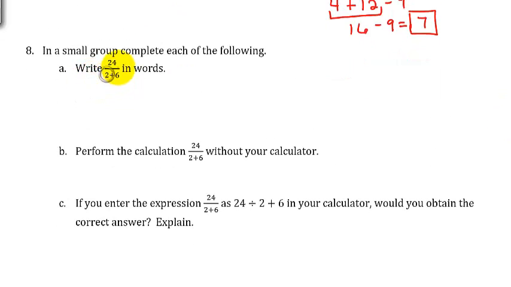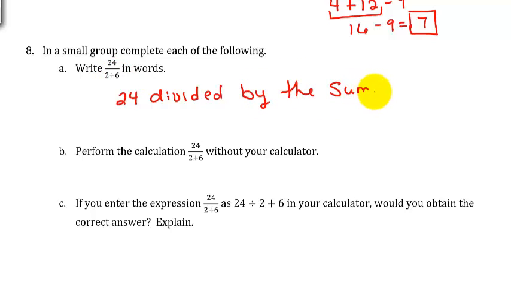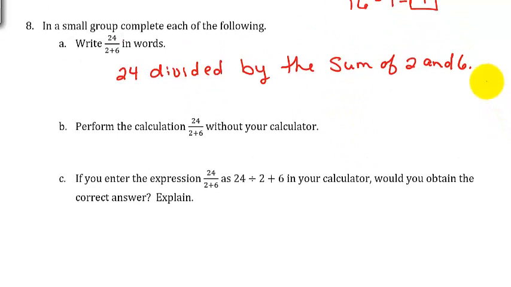So now here we have 24 divided by 2 plus 6, and so we want to write this in words. And when we write this in words, we're going to say 24 divided by, and then I'm going to write this as the sum of 2 and 6. There are other ways that you could write that out verbally and have it be correct as well. That's probably the most common way.